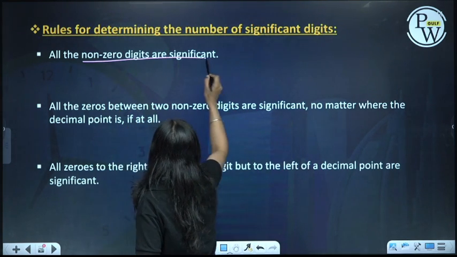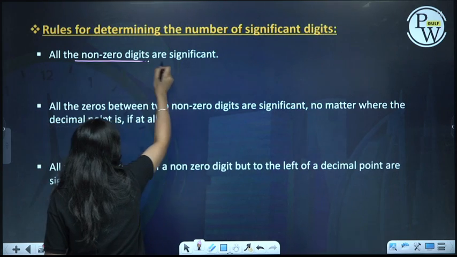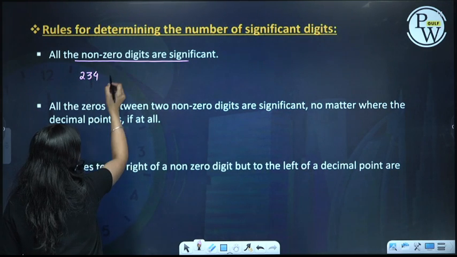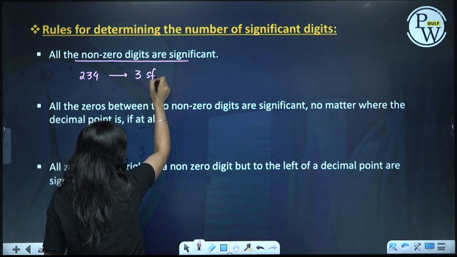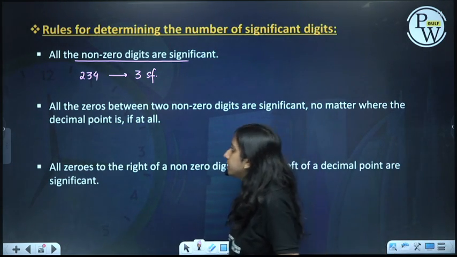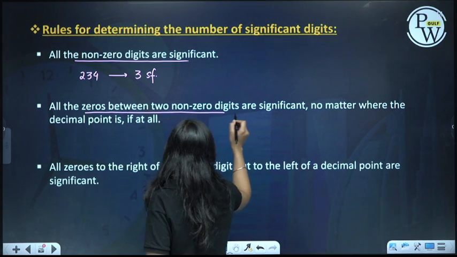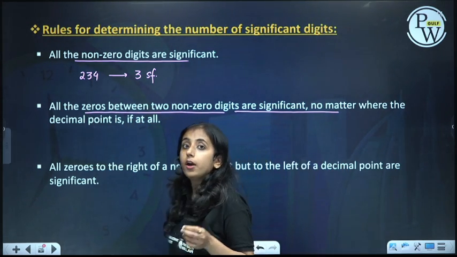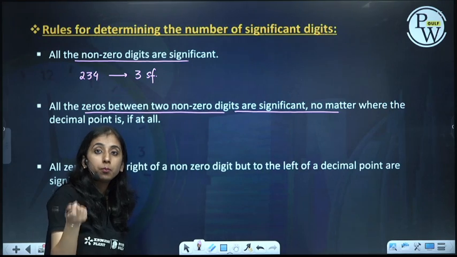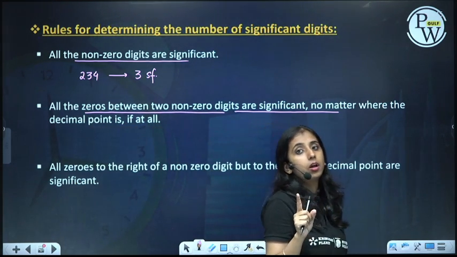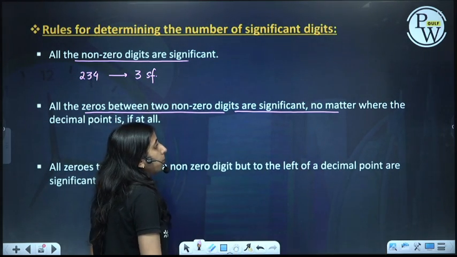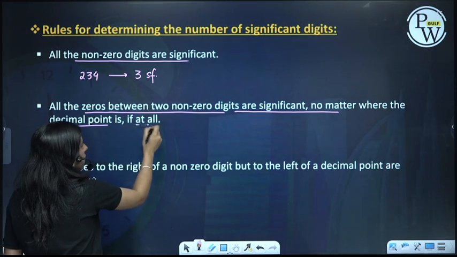All the non-zero digits in a number are significant. So an example is, if the number is 234, it will have 3 significant figures. All the non-zero digits, those not equal to 0, are significant digits. Next, all the zeros between 2 non-zero digits are significant, no matter whether the number has a decimal or not, or whether the decimal is placed before or after the zeros. It doesn't matter where the decimal point is, if at all.